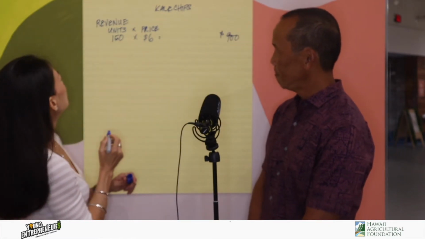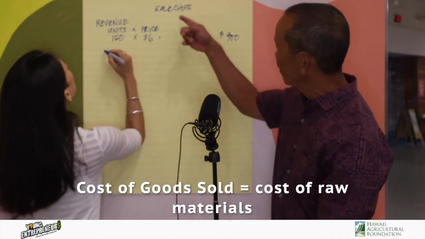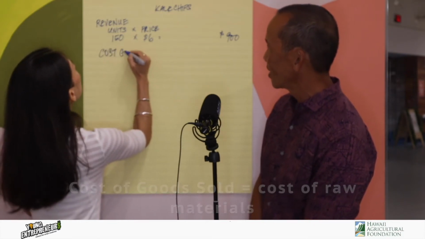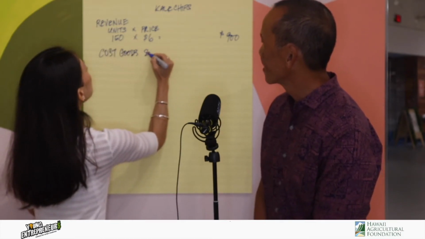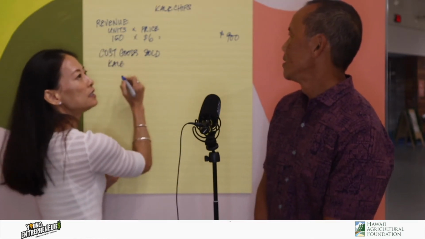Yep. What's next? Cost of goods sold. What is cost of goods sold? Okay, so that would be like your raw materials. Right, raw materials. So the first one would be your kale. So we need the fresh kale, yeah? Right. Fresh kale. And how many bunches do we need of that?